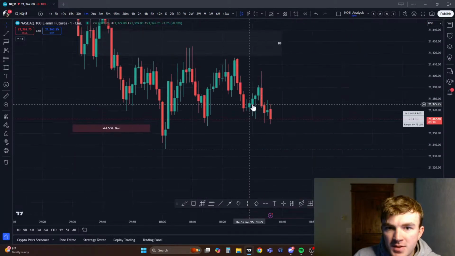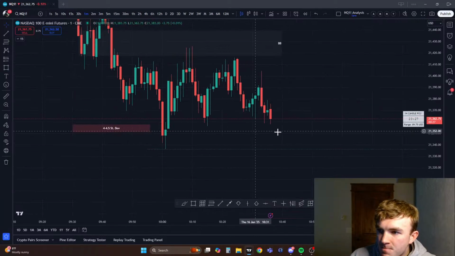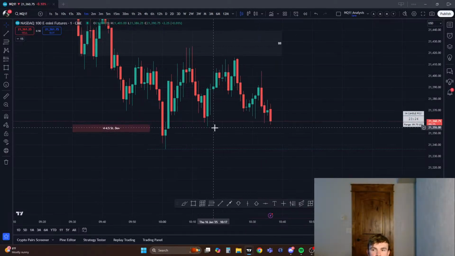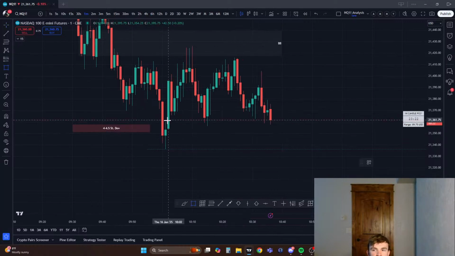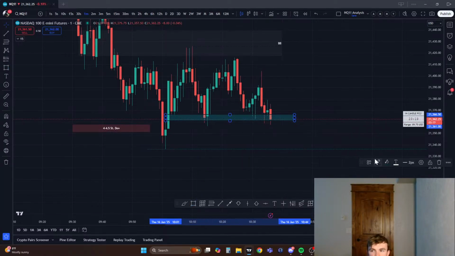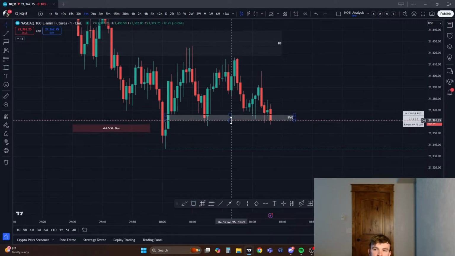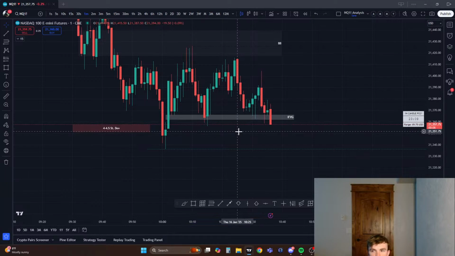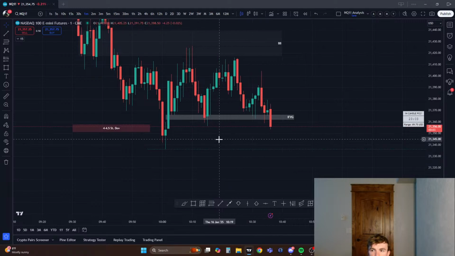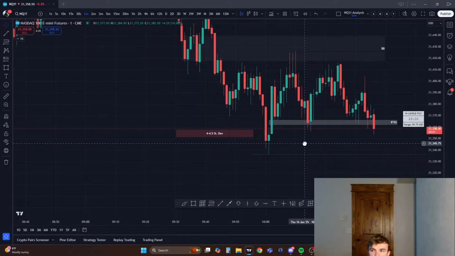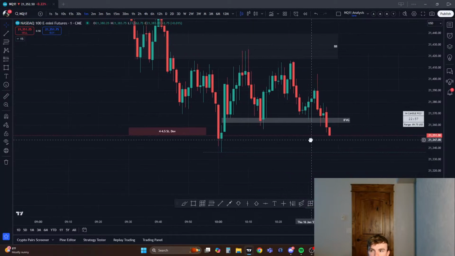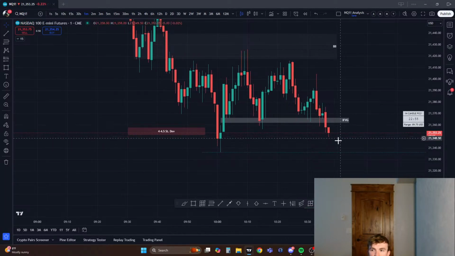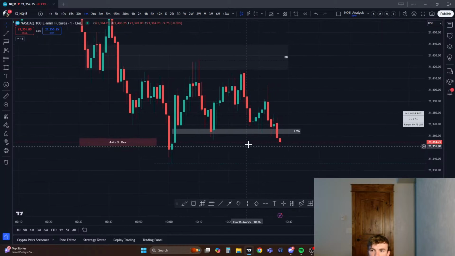So yeah, if we inverse this, it could be good. I just don't really care to take it. But yeah, maybe if we inverse this. I just don't really care to take it. Like I said, we should probably go down to the low here.